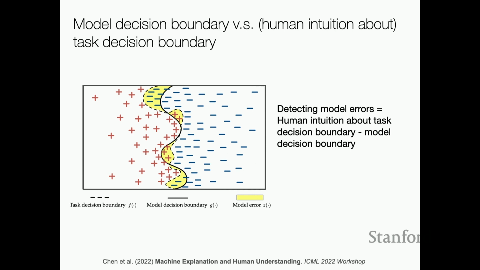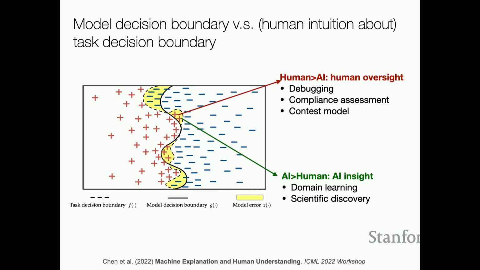So explanation itself, at least this kind of feature importance explanation, can only give you information about the model decision boundary. But when you are using it, you are constantly comparing that to your own intuition about the task decision boundary. And the contrast is where you can detect model errors. And I would go a step further in arguing that this kind of contrast between the model decision boundary and your intuition happens in almost all these different use cases we talk about, right?